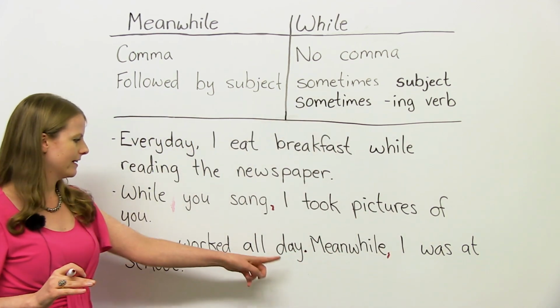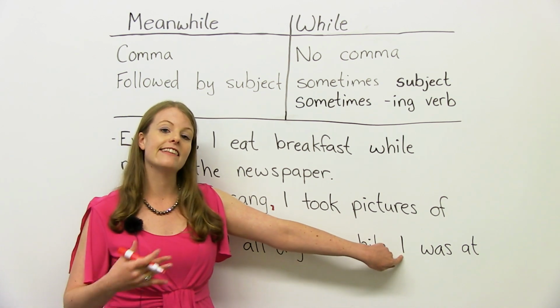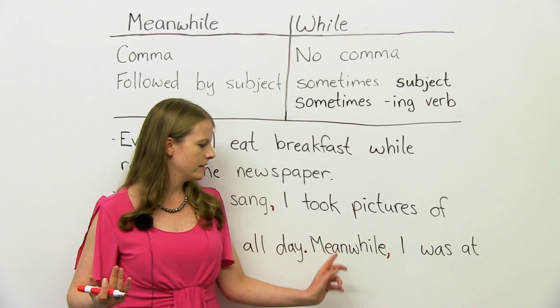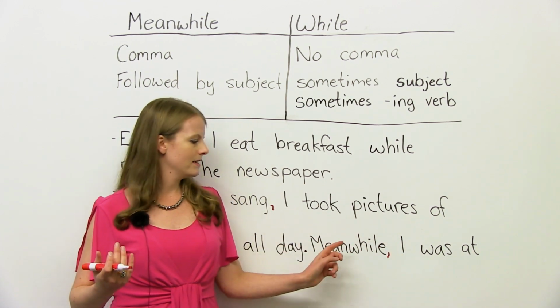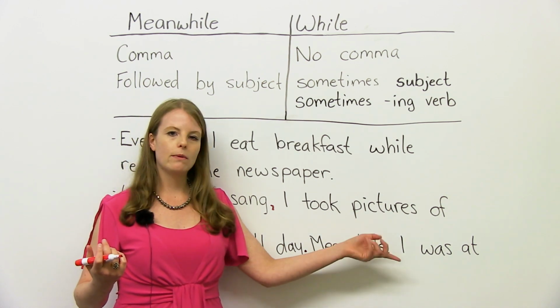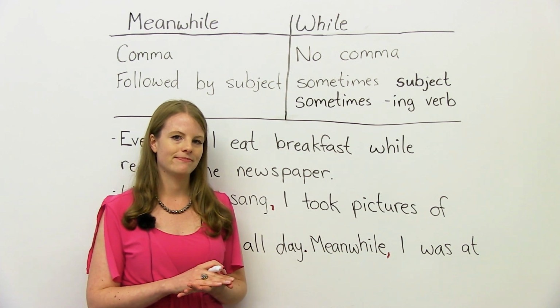So mom worked all day. Meanwhile, comma, I. I is a subject. So we have subject and then the verb. I was. Meanwhile, she was. Meanwhile, he ate a sandwich. Meanwhile, we went to the mall. So you always need a subject after meanwhile.